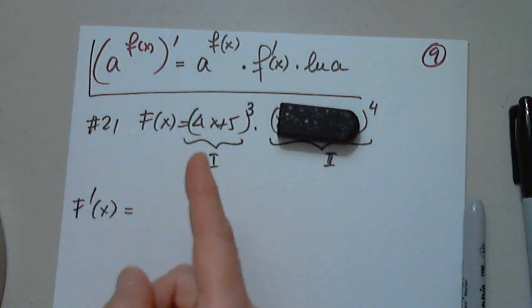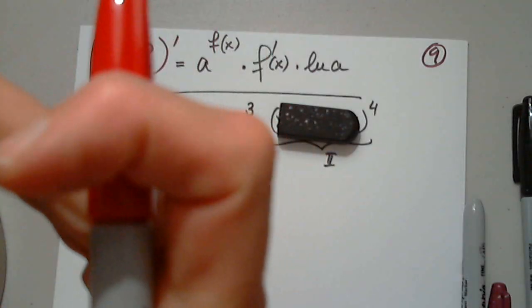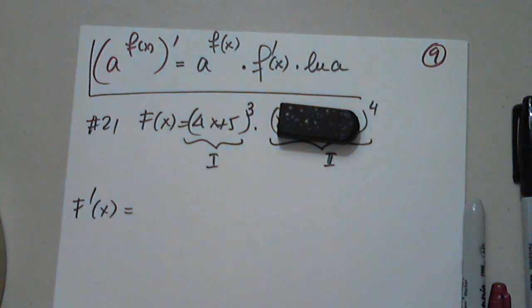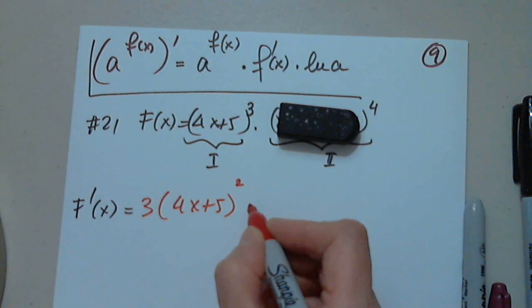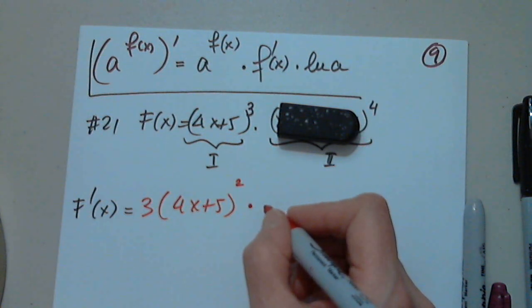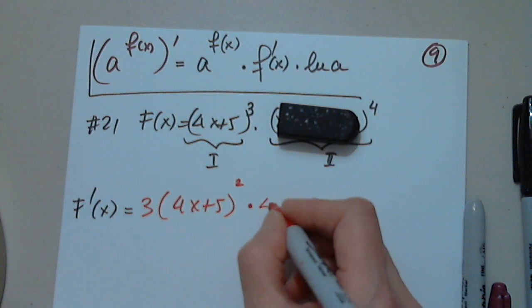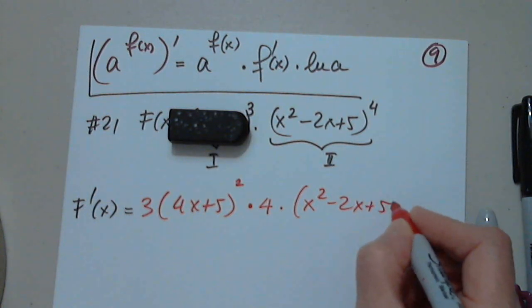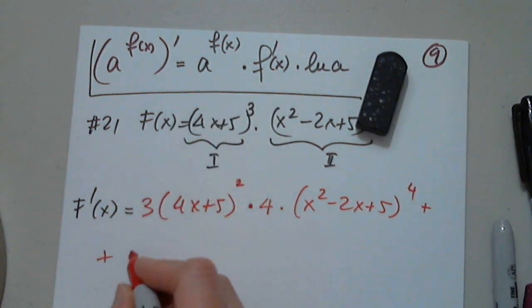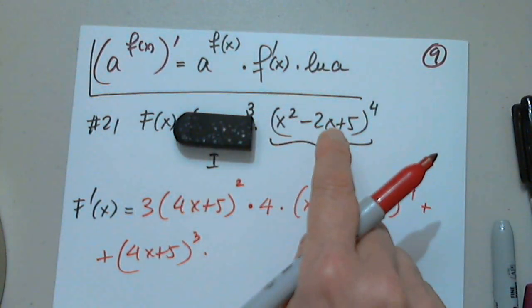Let's differentiate the first function. Can anyone tell us what to write? Three times 4x plus 5 to the second, times, the chain rule is not done. 4. Yes. Times the second function, plus the first function times the second function prime.